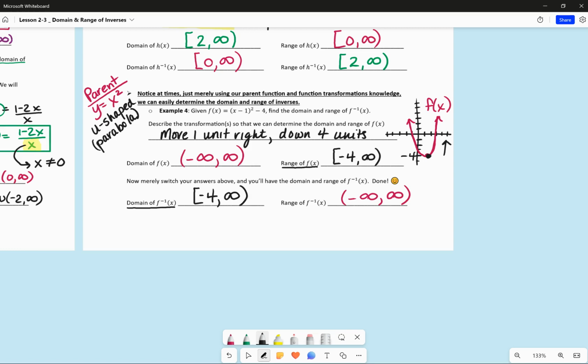And that's how you find the domain and range of your inverses of functions. Hope that helps.